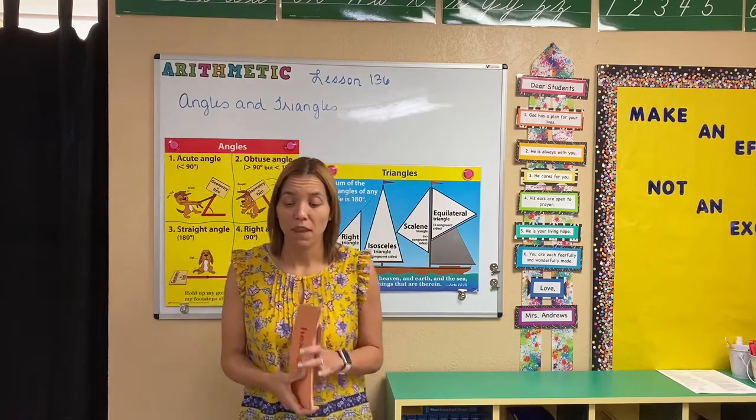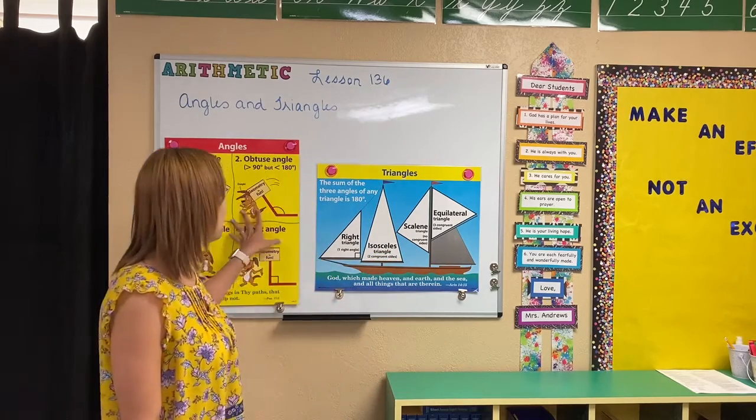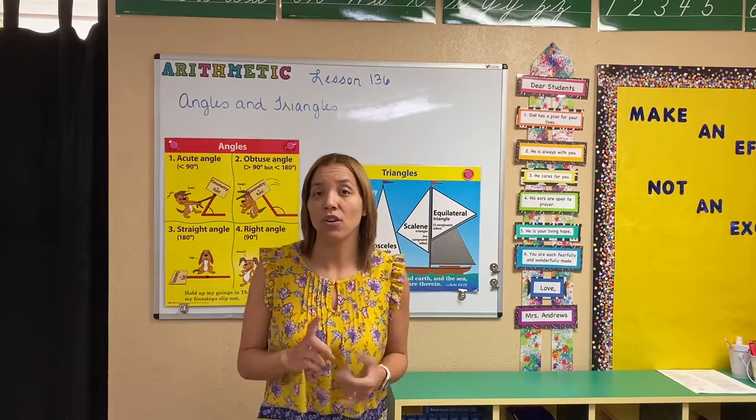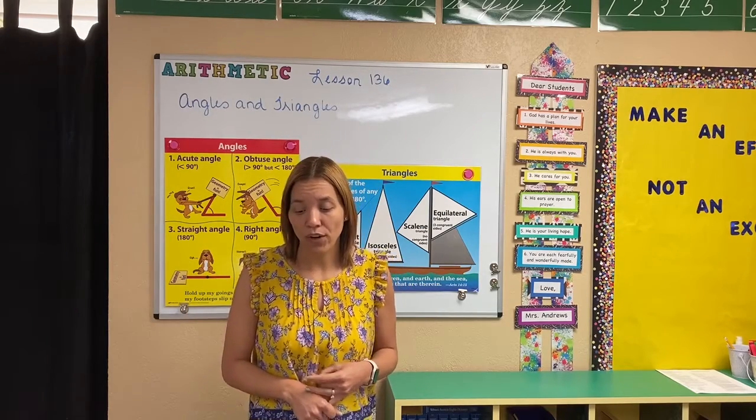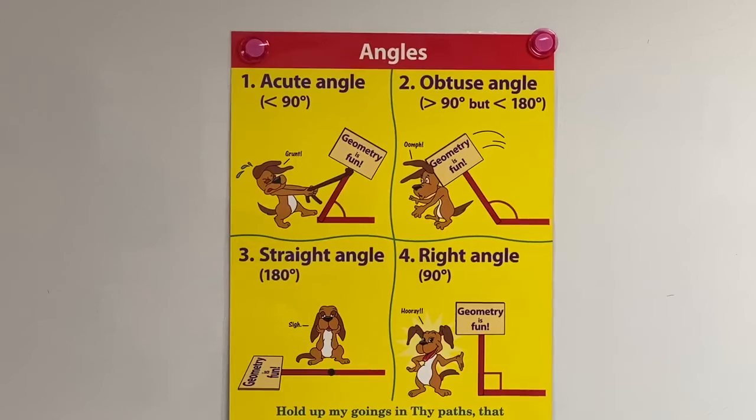Very good job. So now we are going to look over our angles and triangles. We're gonna learn their names, and we're gonna learn some facts about each of them. Okay, so let's look at the chart that we have on the board, and we have 4 different types of angles. We have acute, obtuse, straight, and right. So let's learn some facts about how can we determine which type of angle it is.